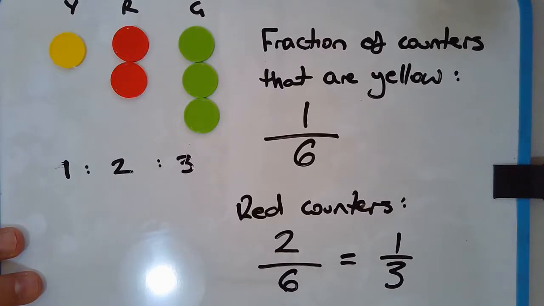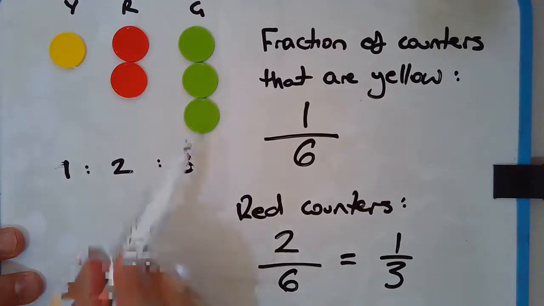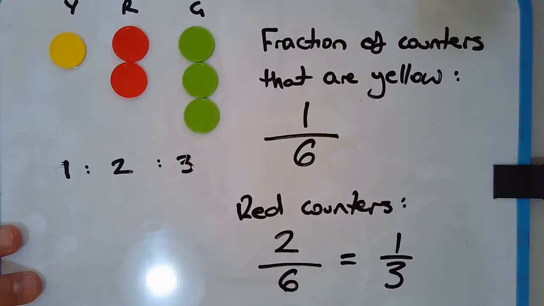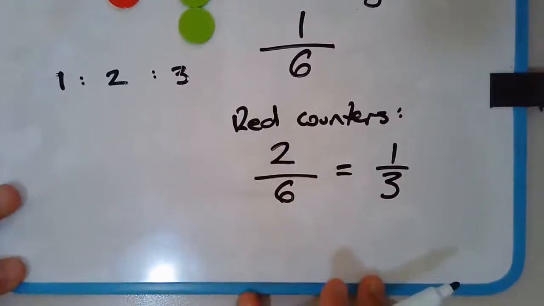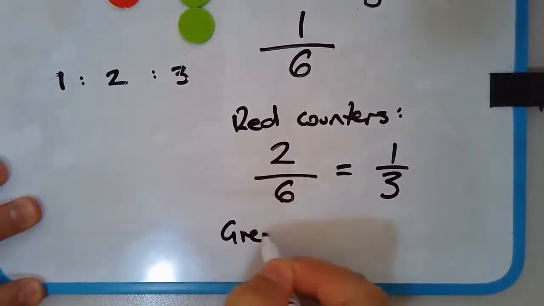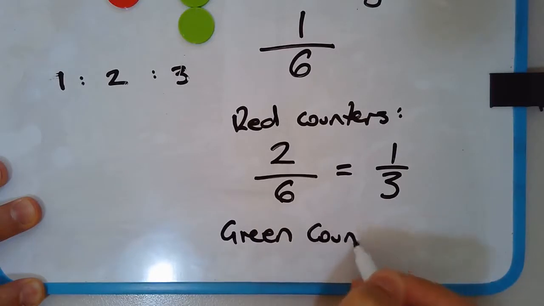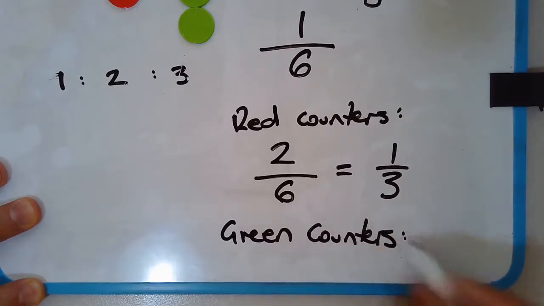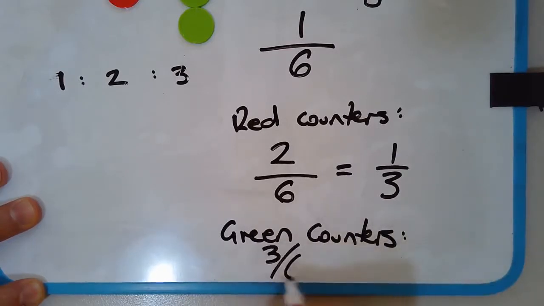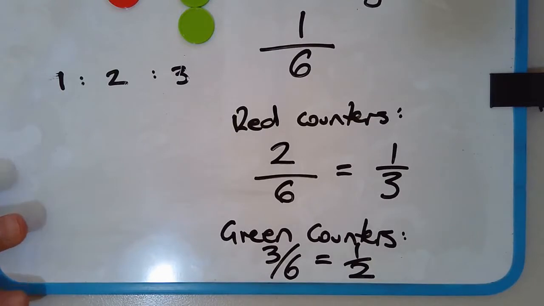Okay. And what fraction of the counters are green? Well, that'd be, no surprises, half. So 3 over 6 is equal to 1 on 2. 3 green counters over 6 counters in total.